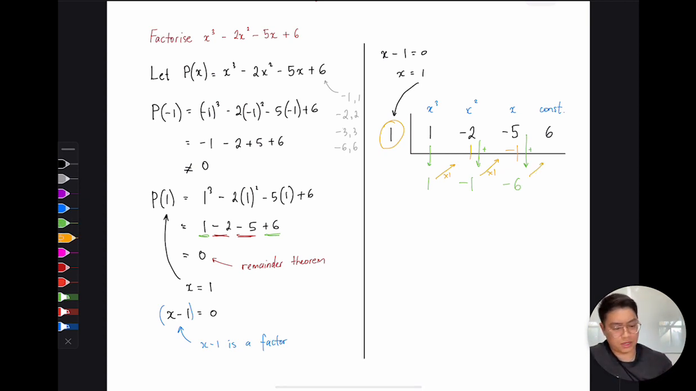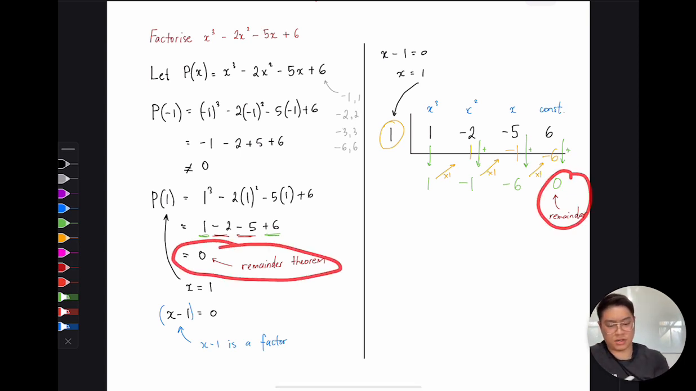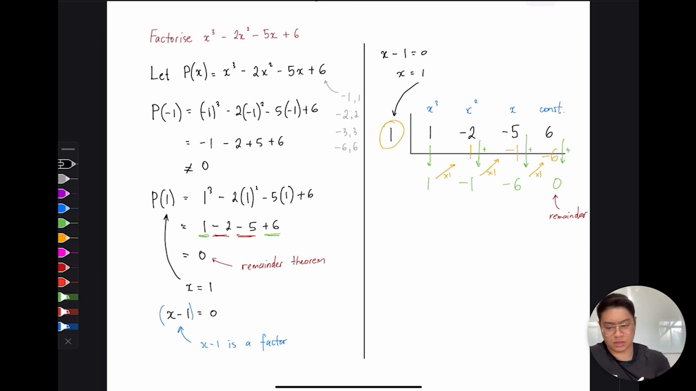Cross multiply here with the divisor. This obtains -6. And then we add again. Finally, our final number here is our remainder, which is 0, and this matches up with our remainder theorem, showing that it is a factor. So these are the coefficients of each of our terms now. The power of each term reduces by 1.